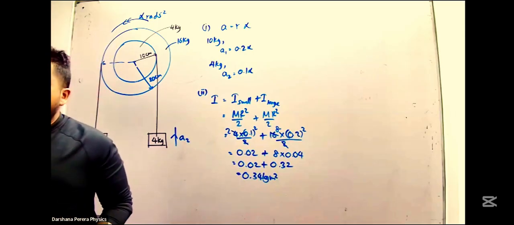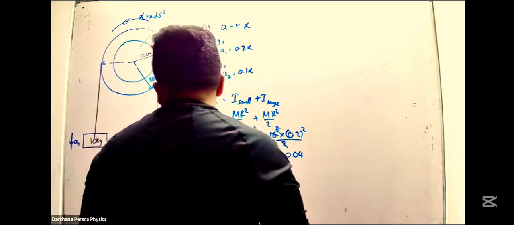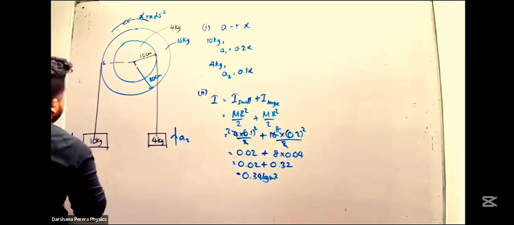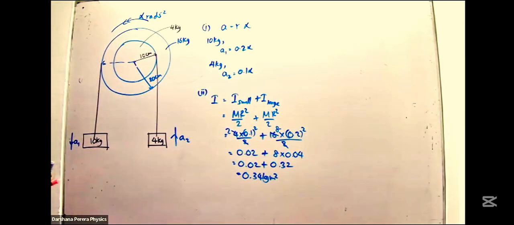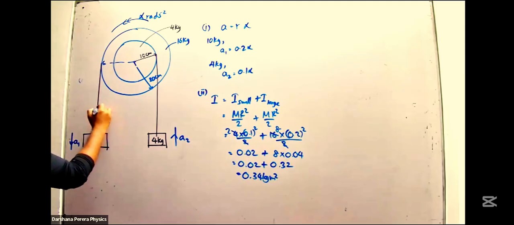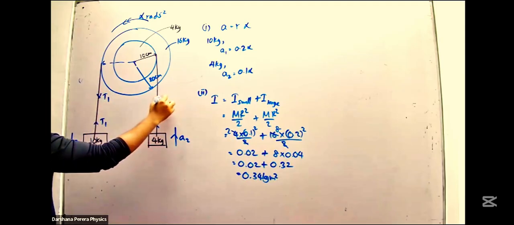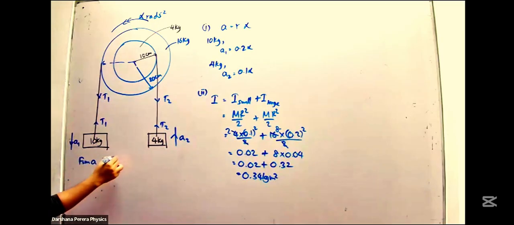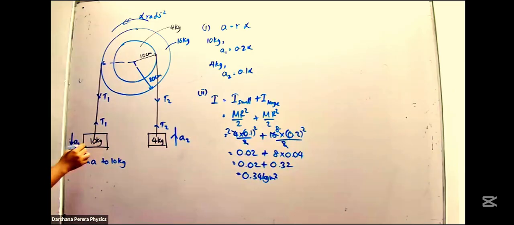Then we have to find the accelerations of the masses. We can simply apply... I take this tension as T1 and this tension as T2. I can apply F equals ma to the 10 kilogram going down. What are the force values?